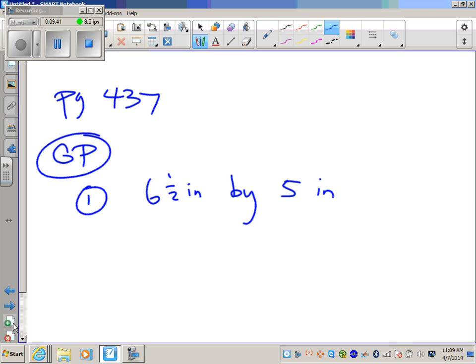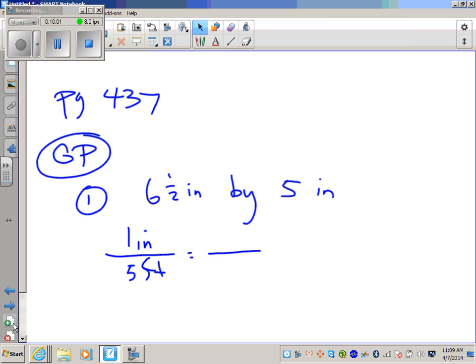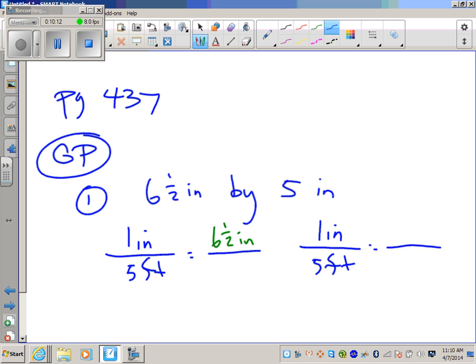Okay? So let's set up our initial ratio. What's the ratio they give us to start off the problem? 1 inch to 5 feet. Okay? First one we have is 6.5. And then let's find the other one over here. And this one is 5 inches. So what are we going to do?